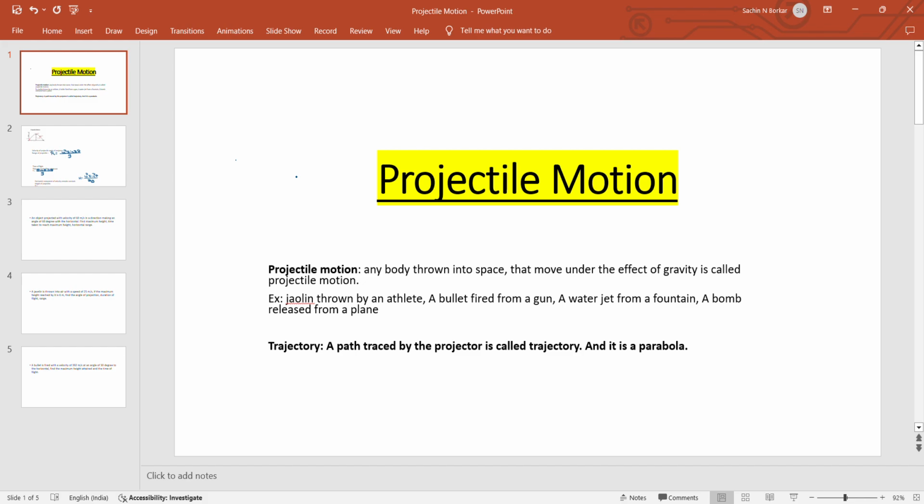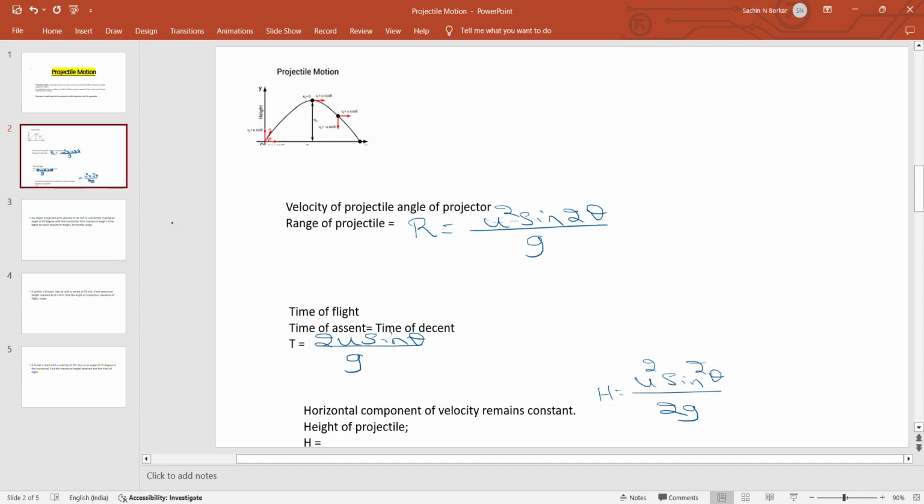So, the path traveled by a body during projectile motion is called the trajectory, and it's a parabola shape. So when we draw the projectile, it appears to take this shape. The y-axis is the vertical displacement and the x-axis is the horizontal displacement.